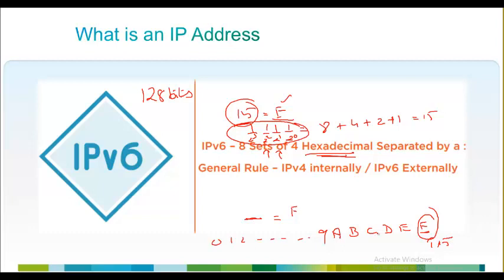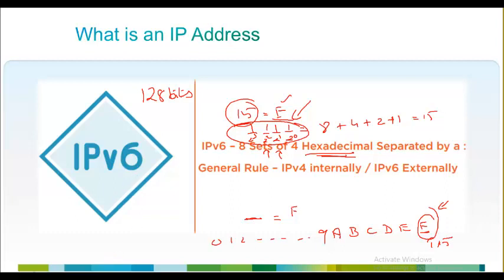Likewise, when it is binary, it takes a big number to write. So you change it to hexa. Just change it into hexa. Instead of writing four digits, you will write only one digit, which will be equal to four.